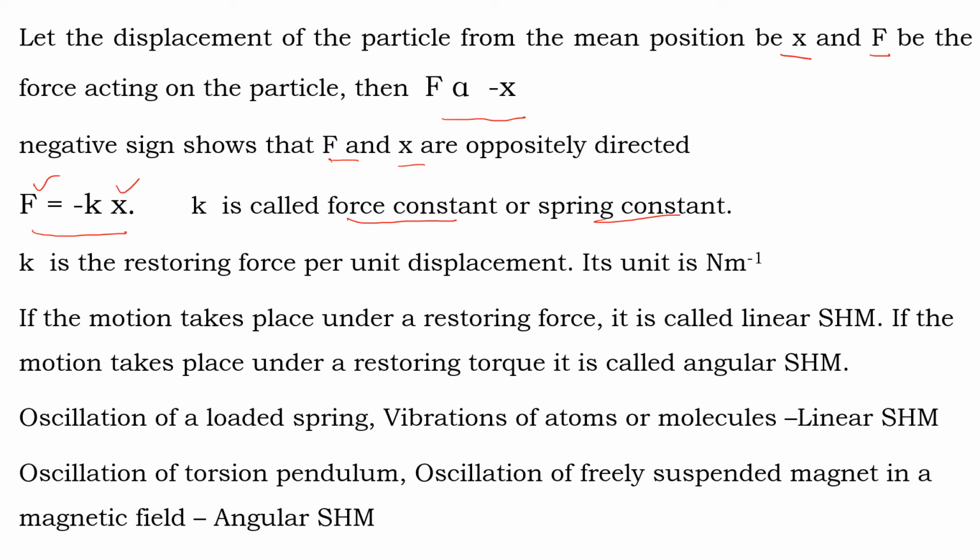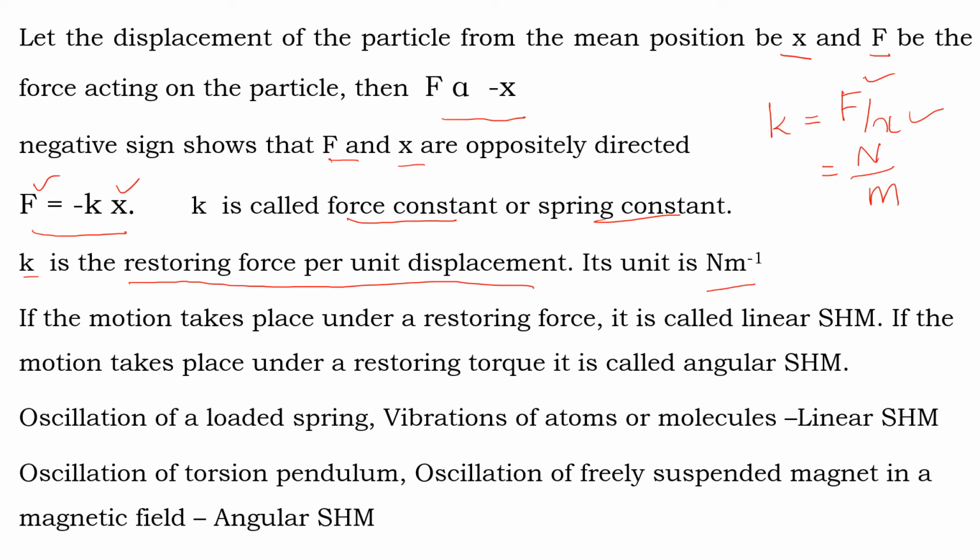Force constant K is called a force constant because it is a constant connecting the force with the displacement. And it is also called spring constant because the restoring force has the property of a spring force. Anyway, K can be defined as K is equal to F by x, where F is the force and x is the displacement. That is, K is the restoring force per unit displacement. Its unit is, force in Newton and displacement in meter, that is Newton per meter.